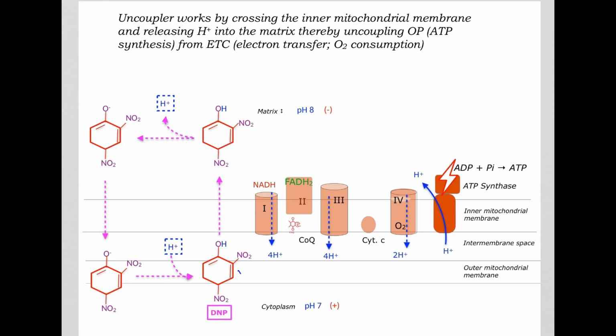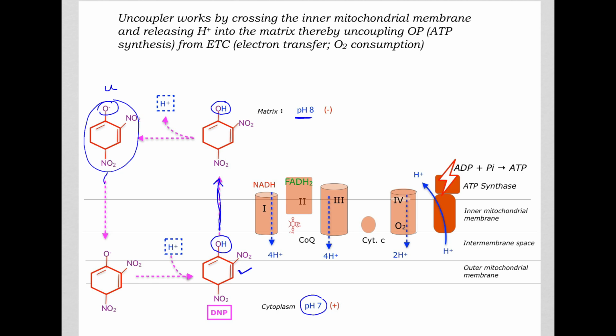So an uncoupler such as DNP at a lower pH, such as pH 7, will be mostly in its protonated form. The OH group will be mostly in a protonated form. Since the uncoupler is hydrophobic and small, it can cross the inner mitochondrial membrane. Once it goes to the matrix side where the pH is higher, it will tend to lose a lot of these protons to become unprotonated, the unprotonated form O-.